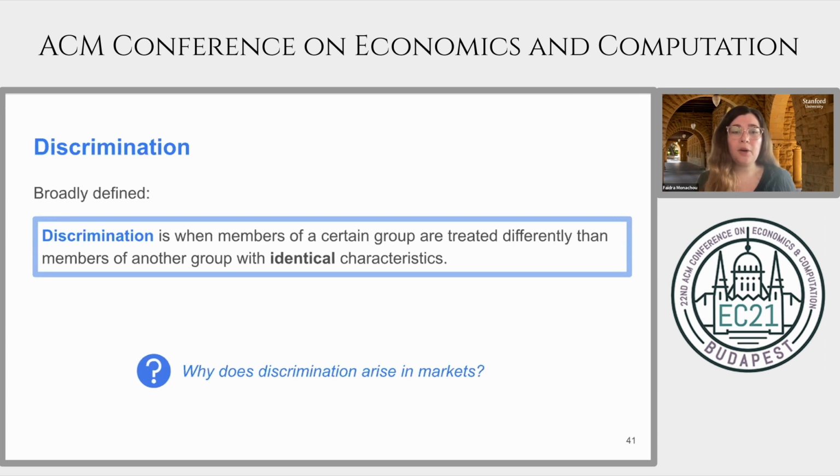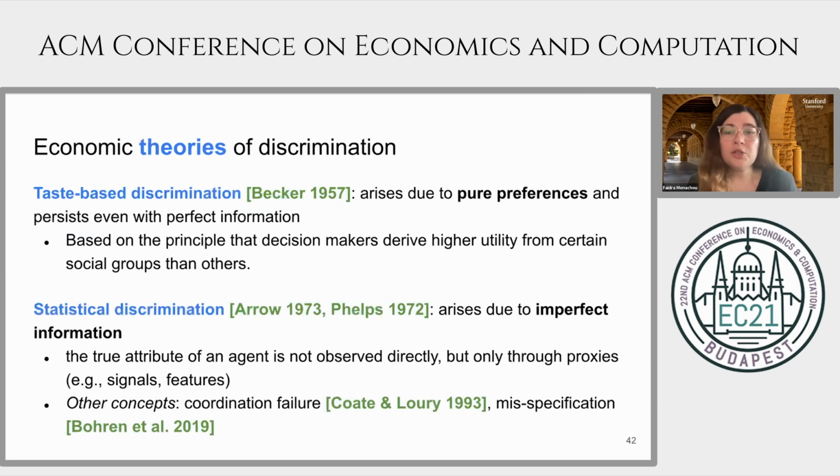So in our main question of this tutorial, we are going to try to answer why does discrimination arise in markets? The economics literature has offered two main schools of thought in terms of discrimination. We have taste-based discrimination, which arises due to pure preferences and persists even with perfect information. And it's actually based on the principle that decision makers derive higher utility from certain social groups than others.